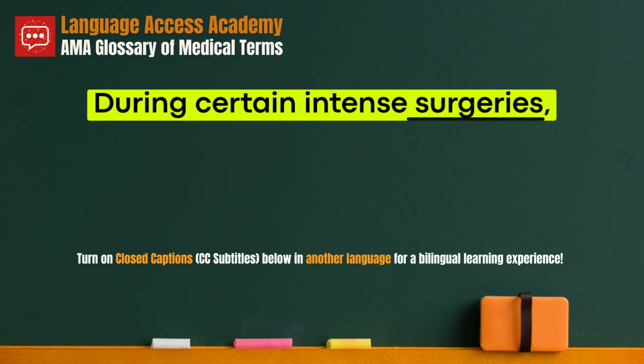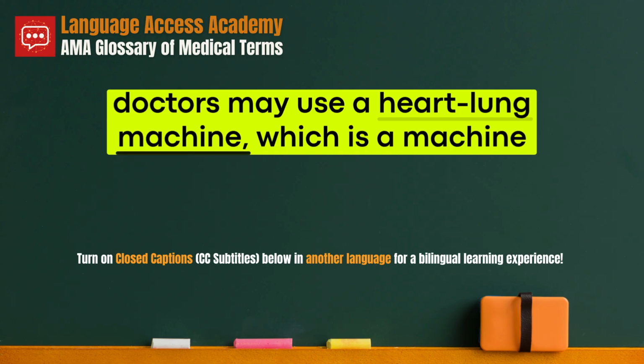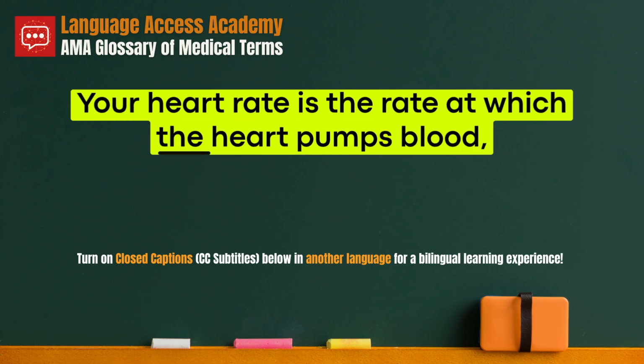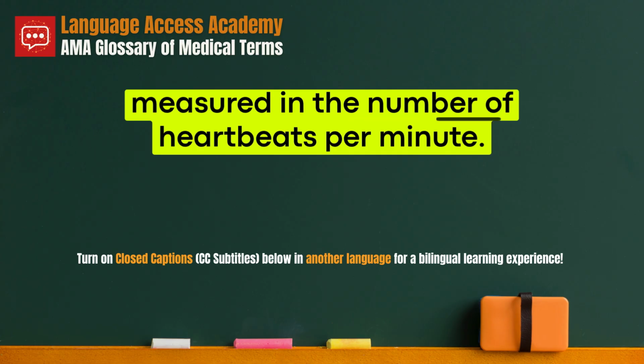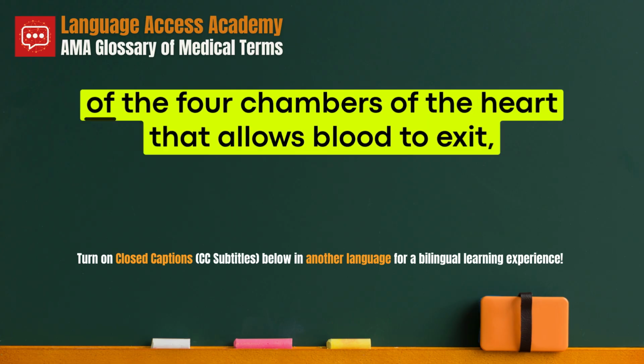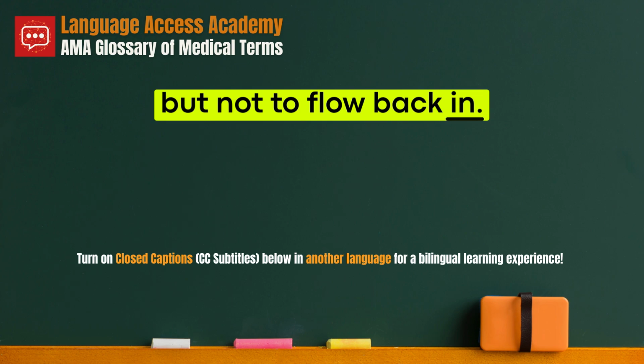During certain intense surgeries, doctors may use a heart-lung machine, which is a machine that takes over the functions of the heart and lungs. Your heart rate is the rate at which the heart pumps blood, measured in the number of heartbeats per minute. A heart valve is the structure at each exit of the 4 chambers of the heart that allows blood to exit, but not to flow back in.